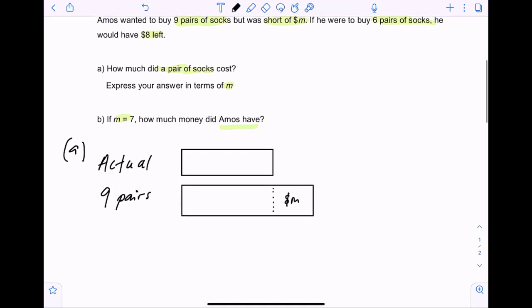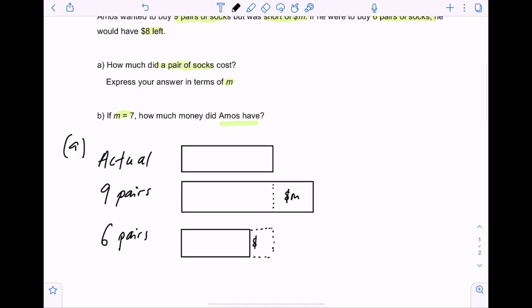Alright, now if he were to buy 6 pairs of socks, he would have $8 left, which means this amount here is more than enough, right? The 6 pairs of socks will not even hit his actual amount, it will be only like this. Okay, so it will be a model that looks like this, whereby there is a balance amount of, how much is that? $8 compared to his actual amount.